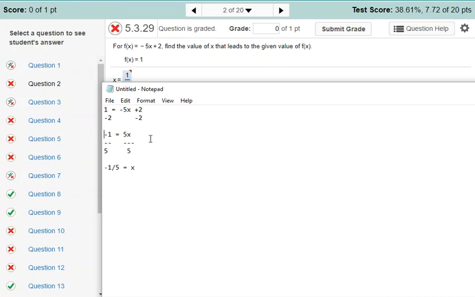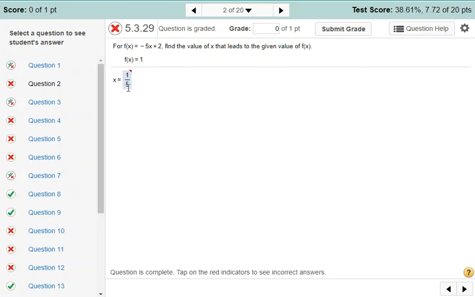Copy that negative down here. It was a negative 5 originally, which means that now dividing by a negative, 2 negatives making a positive 1/5. I apologize for missing that negative. So the answer would be a positive 1/5 for x. That is the correct response.